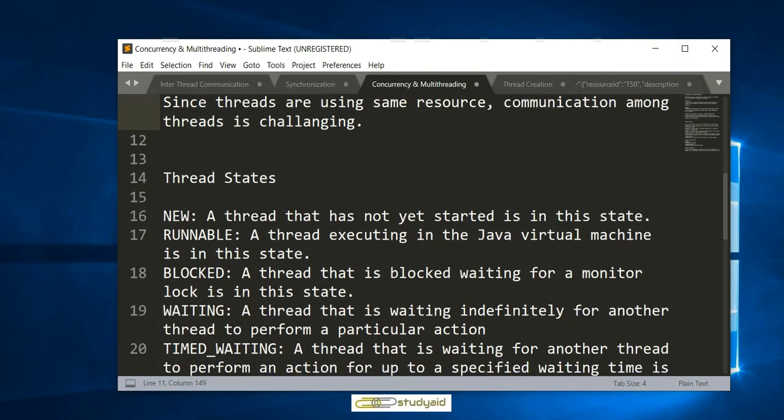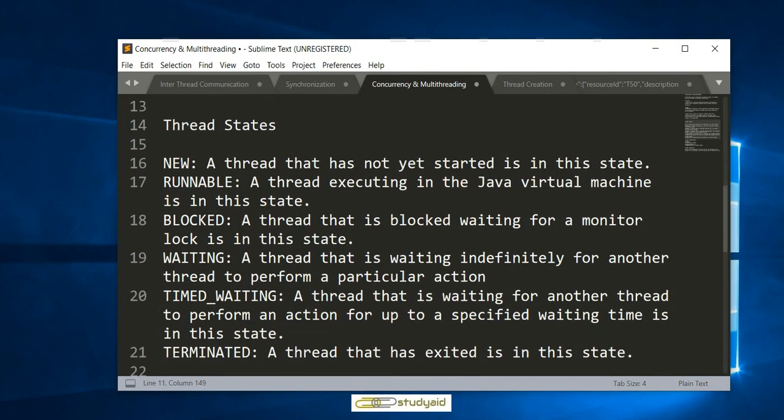So now, there are different types of thread states. Whenever we create a thread, it is going to have 5 different stages, and we'll see in the next tutorial how we are going to create the thread. But right now we just focus on the different states of a thread. The first one is the new thread. A thread that has not yet started is in this state. So that state is called the new thread. And then comes the runnable state. A thread executing in the Java virtual machine is in this state. That means the thread is in the running stage.